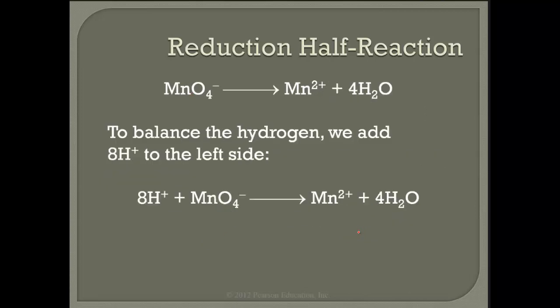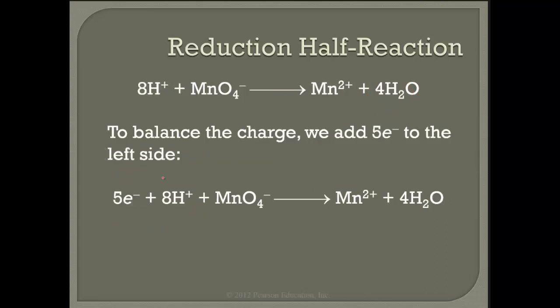Now we balance out the hydrogens. We have 8 hydrogens added since we added the waters. So therefore, we add hydrogen on the opposite side. Now let's take a look at the charges. It started off with a positive 7 and is going to a positive 2. Therefore, it's added 5 electrons in this process. That's where we get the number 5 from.